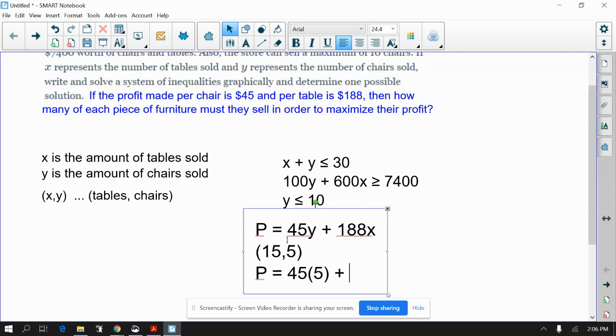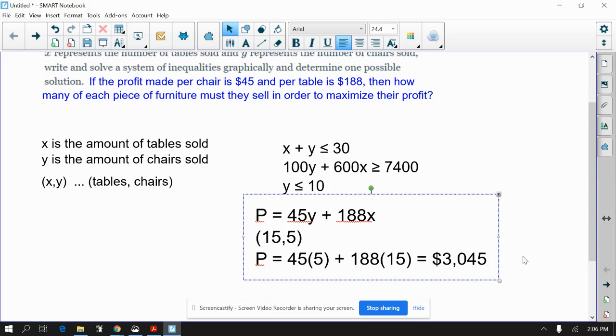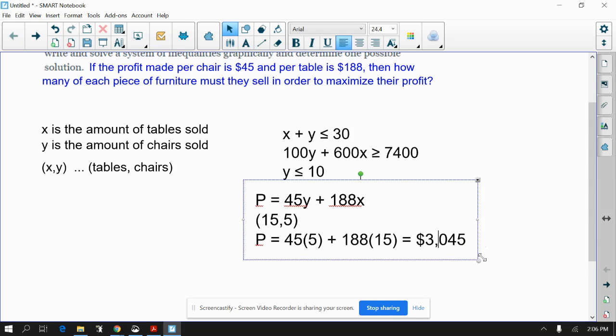45 times 5 plus 188 times 15. I go to my calculator. 45 times 5 plus 188 times 15 equals 3,045. So if I sell 5 chairs and 15 tables, I will make a profit of $3,045. That's enough to go to the movies when they open.